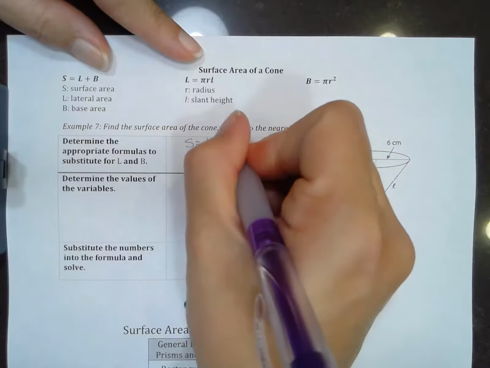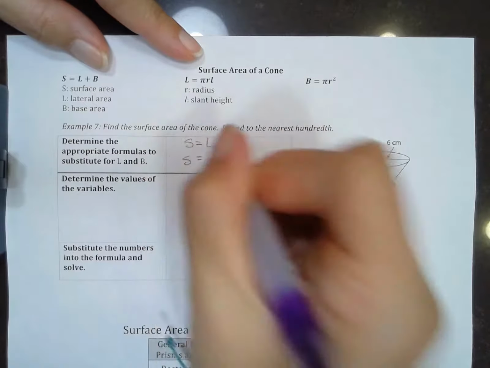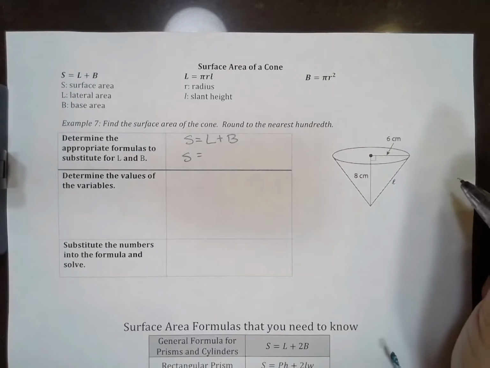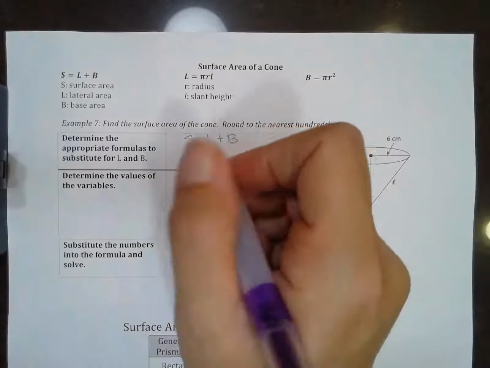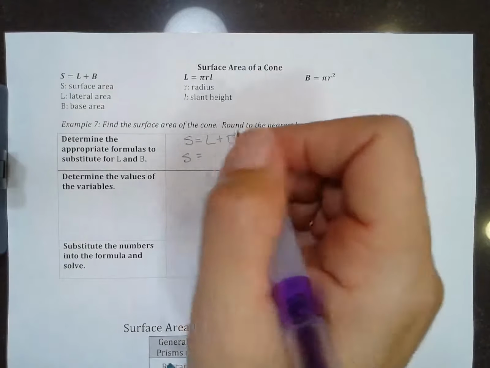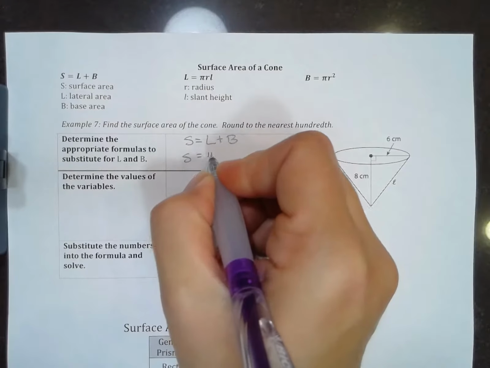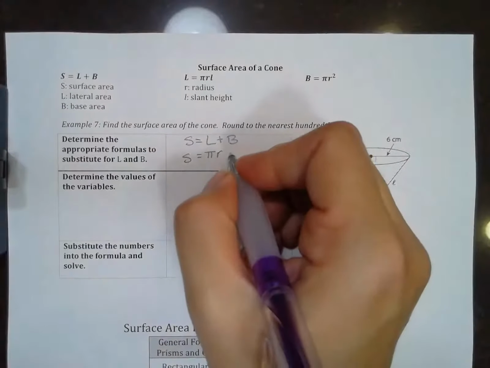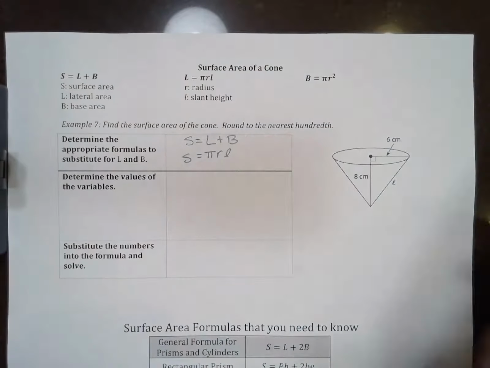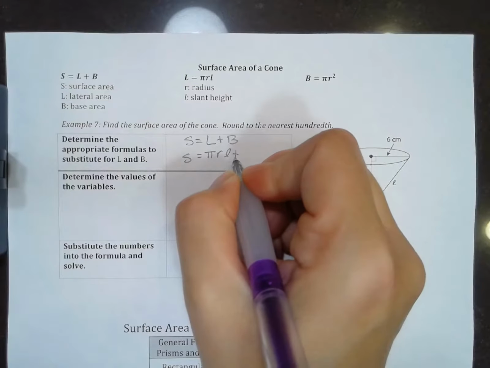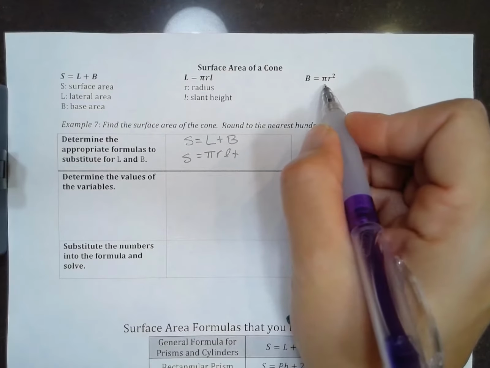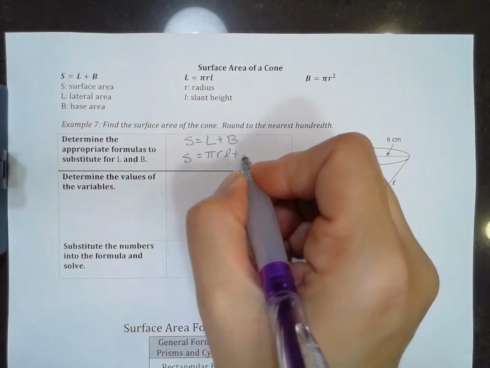So the lateral area plus the area of the base. When we're doing the surface area of a cone, the lateral area, instead of being perimeter, is going to be that circumference formula, which is pi times radius, and then the slant height, plus the area of the base. The formula for area of a circle is pi r squared.